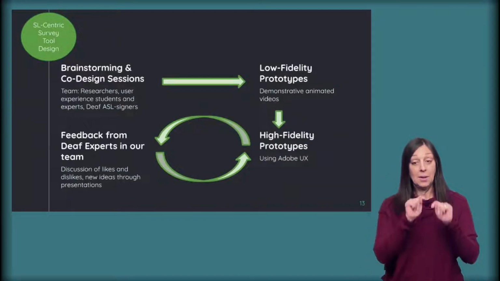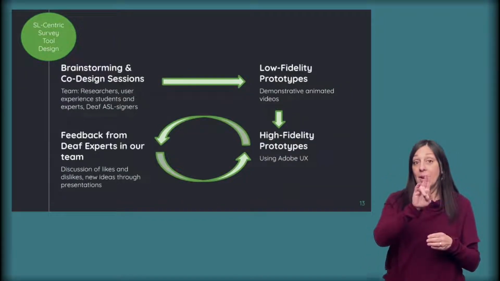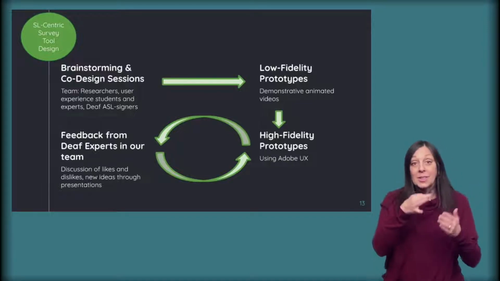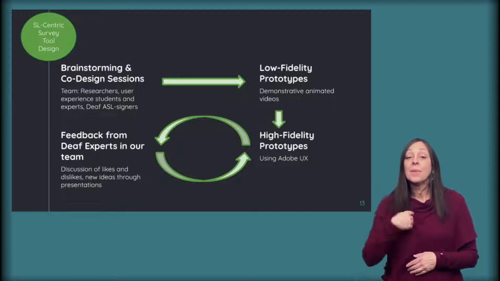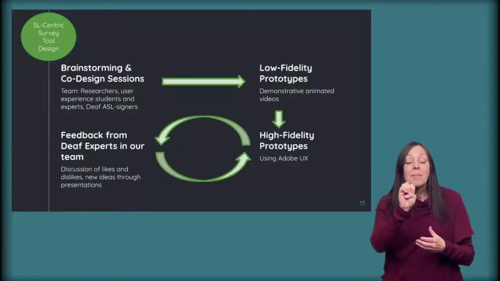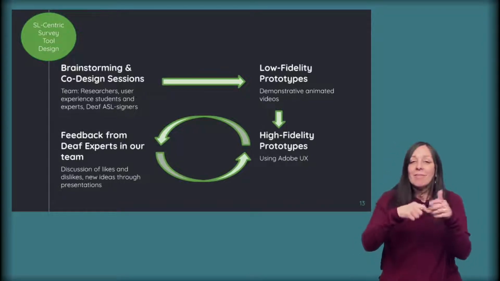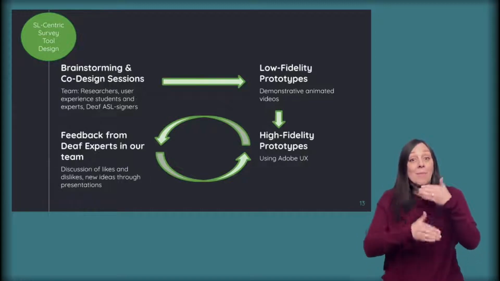In this phase, we conducted a series of iterative code designing and prototyping sessions with our team of researchers, user experience students, and experts and deaf ASL signers. Brainstorming sessions were followed by code design of prototypes intended to address the issues and barriers noted by both groups of earlier study participants. Prototypes were presented for discussion and feedback from the deaf and ASL signing researchers and staff.